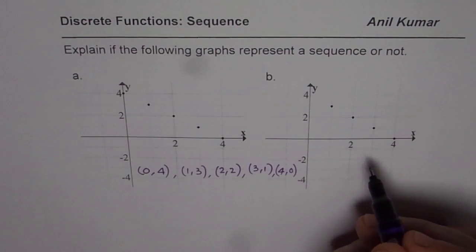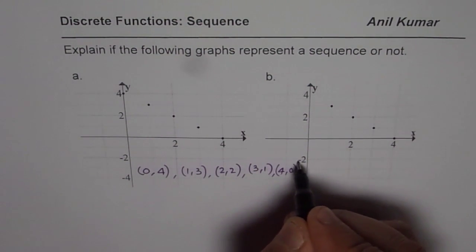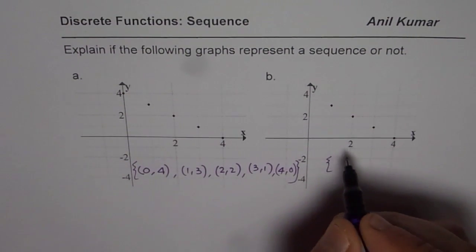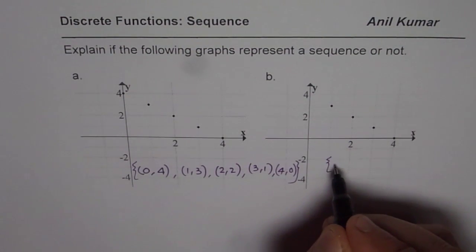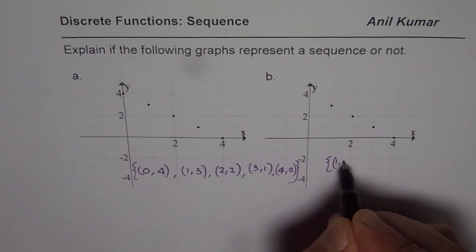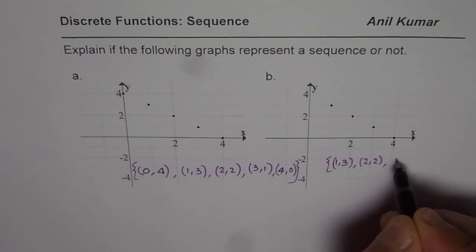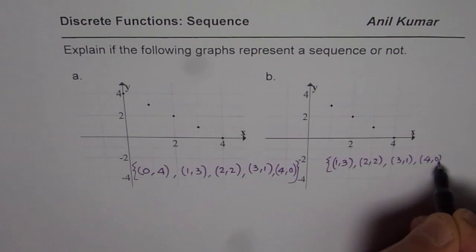The second graph has a very minor difference. It is represented by the set of values, let me put them in this bracket. So this is represented by the set of values where it is missing one term, but the other terms are (1, 3), (2, 2), (3, 1), and (4, 0).